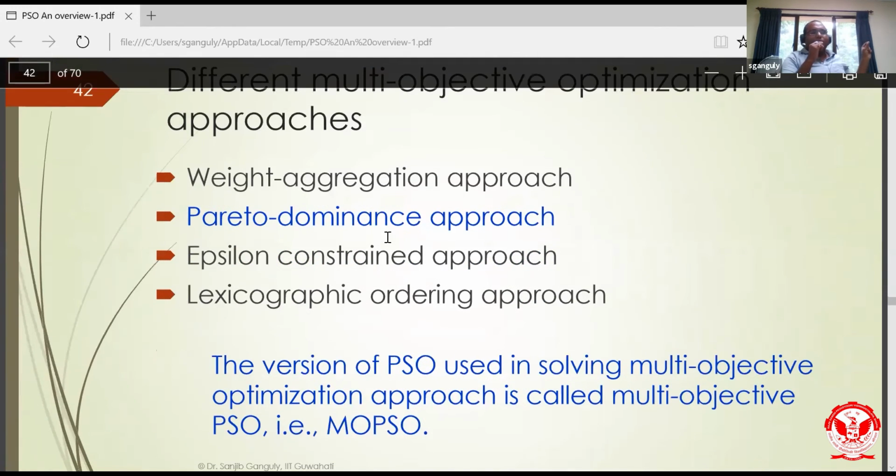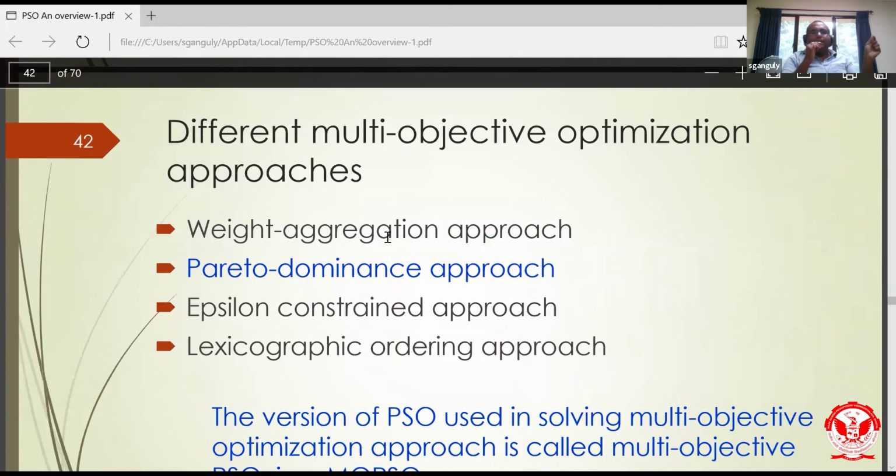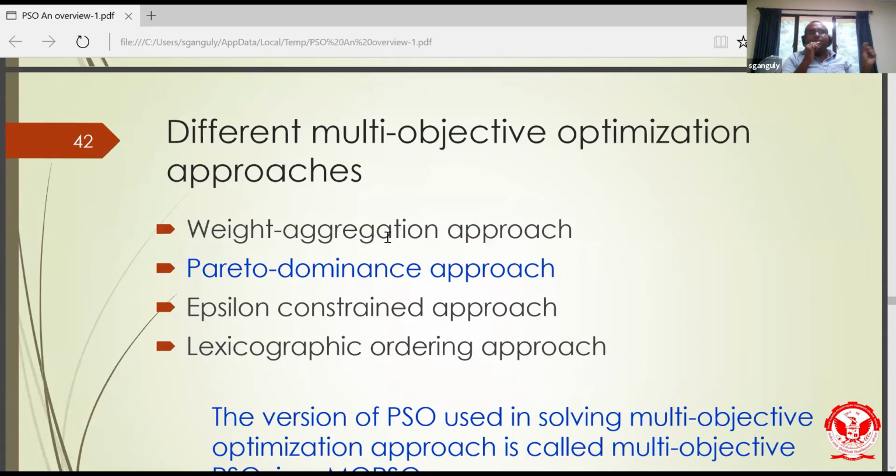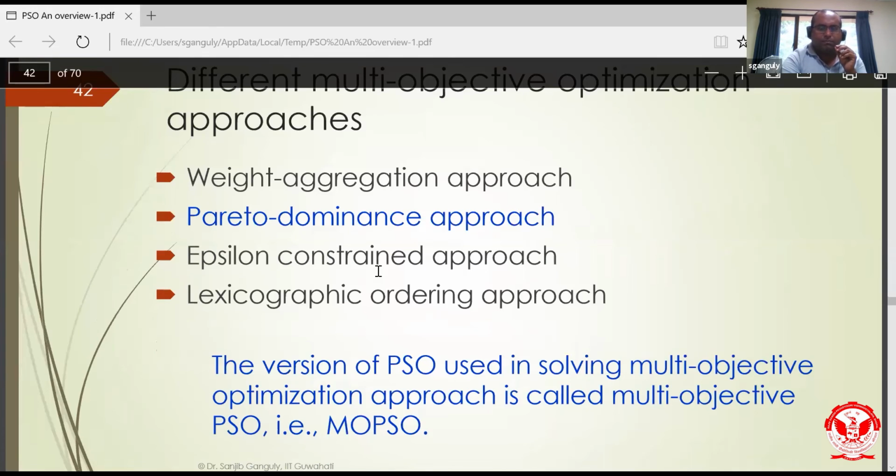So one approach is simply you aggregate both the objectives with suitable weights, and you change the weight. Another approach is epsilon constraint and lexicographic ordering, but the mostly used approach is Pareto dominance based. So in this particular topic I will basically focus on the Pareto dominance based approach.